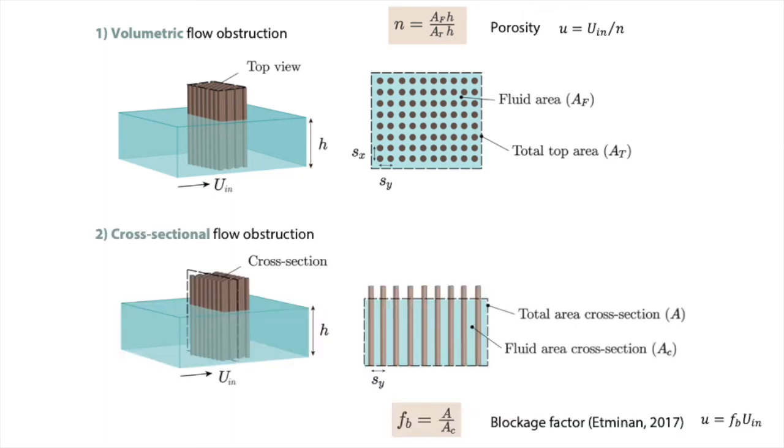And secondly, recent studies suggest that the velocities driving the forces are better estimated by doing mass conservation in a cross-section rather than in the whole volume. This provides a blockage factor that increases the velocity to account for this. This blockage factor is going to depend on the lateral spacing between the elements.